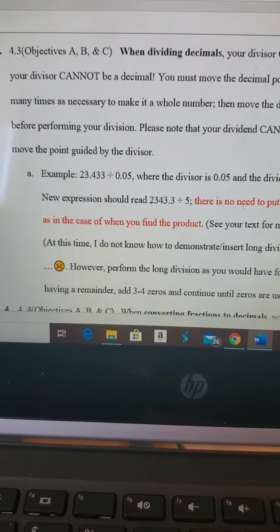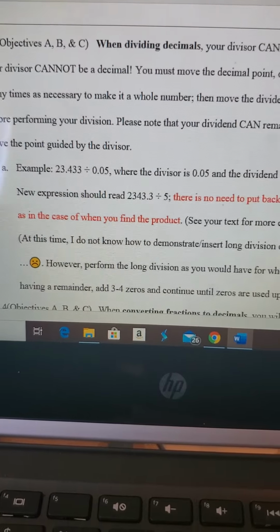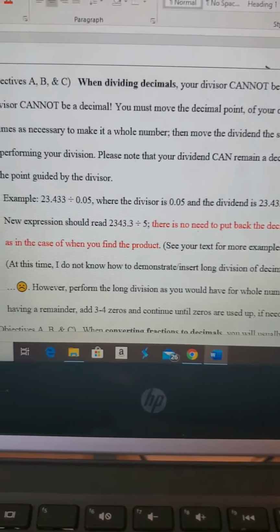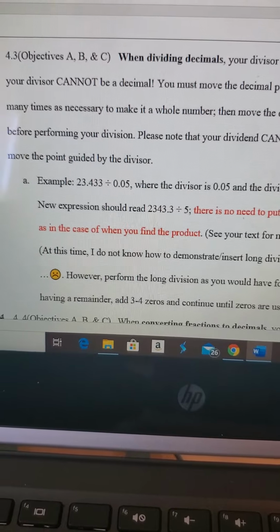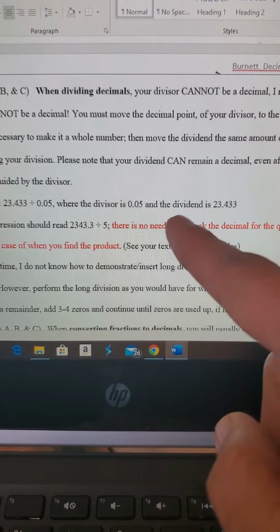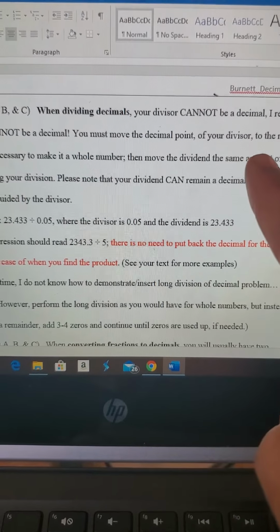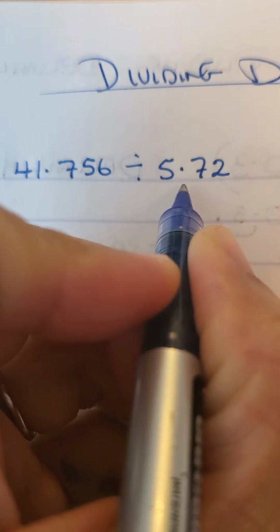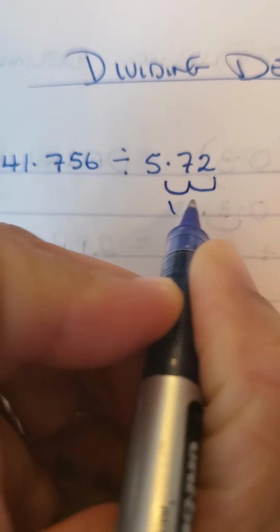All right, good. So when dividing a decimal, we said that your divisor cannot be a decimal. I repeat, your divisor cannot be a decimal. You must move the decimal point, like when we were doing multiplication, but with division it's different, right? You move the decimal point of the divisor until it becomes a whole number. So here, I'm going to move my decimal point 2 places, 2 dp, as we established earlier that dp is decimal place.